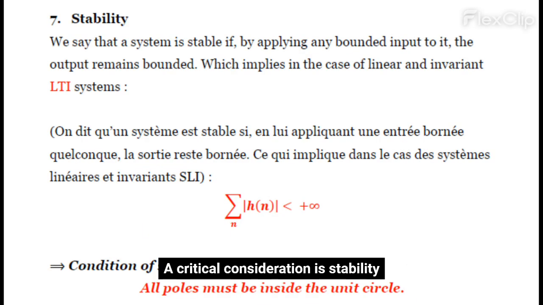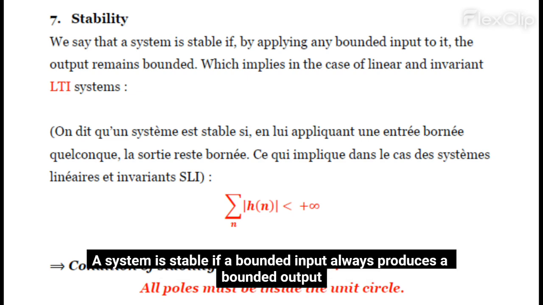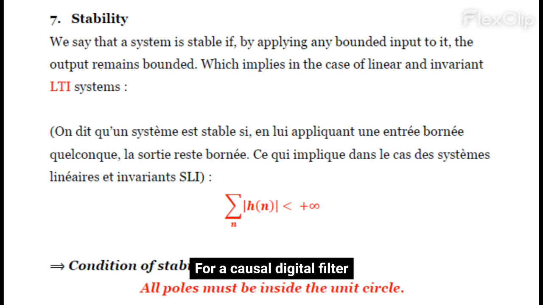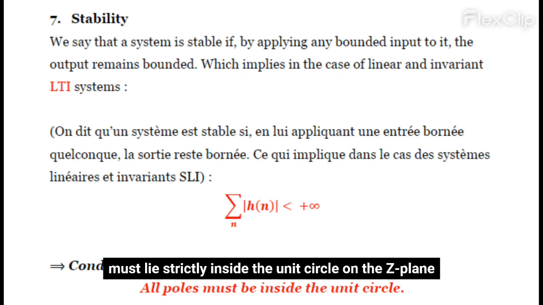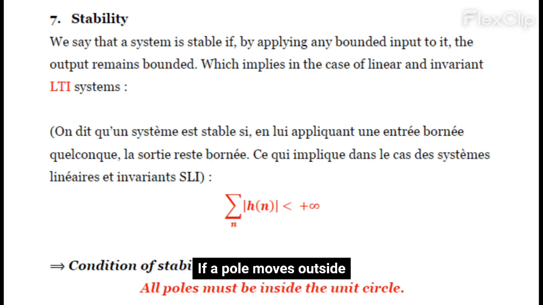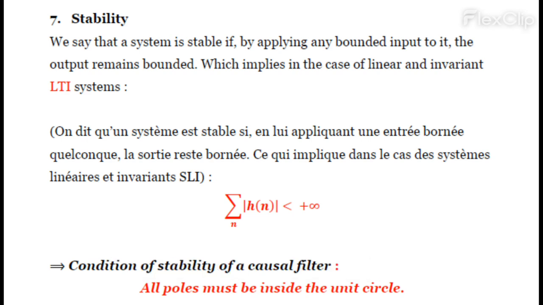A critical consideration is stability. A system is stable if a bounded input always produces a bounded output. For a causal digital filter, this translates to a very simple rule. All poles must lie strictly inside the unit circle on the Z-plane. If a pole moves outside, the output will grow infinitely.